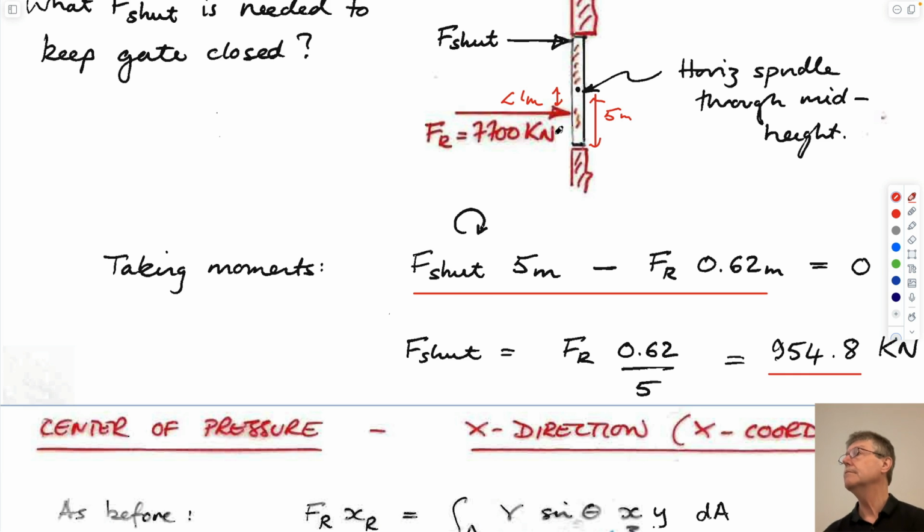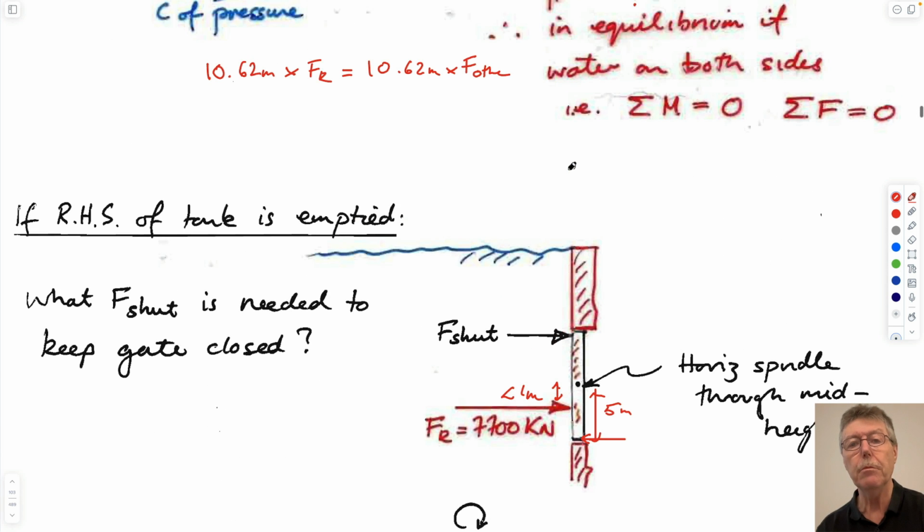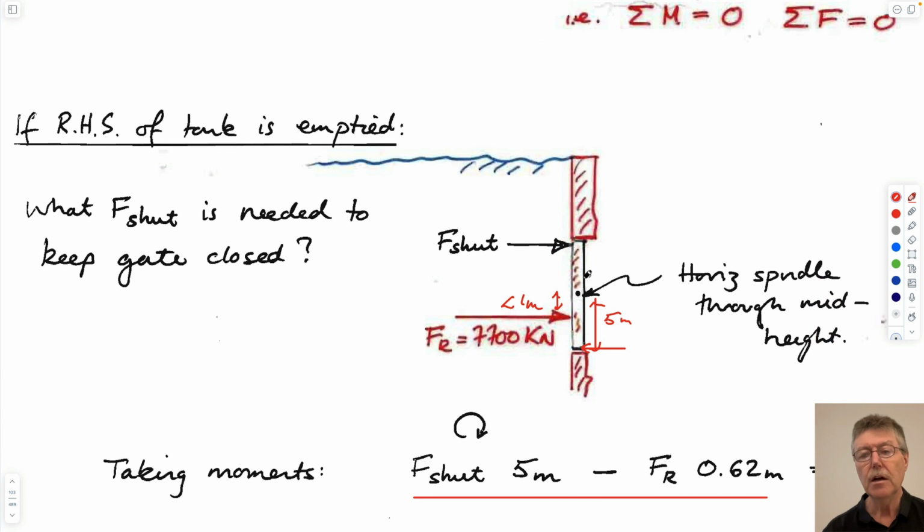So how do we know it's 5? Why is it 5 meters down? Oh, because I'm saying that you put a stop here. If you are the boy that puts his finger in the dike, if you have an arrangement of a... I'm defining the problem to say, if I want to drain this side, what stop do I have to put here? If I put a little piece of metal here to keep the gate from over-rotating, how much force does that have to be able to withstand? That's what I'm doing.